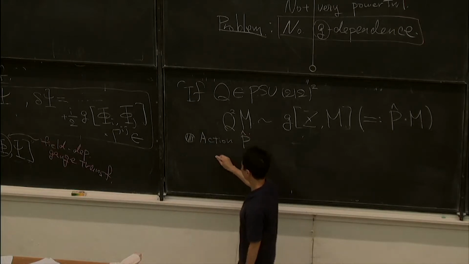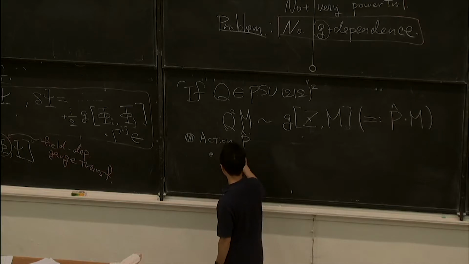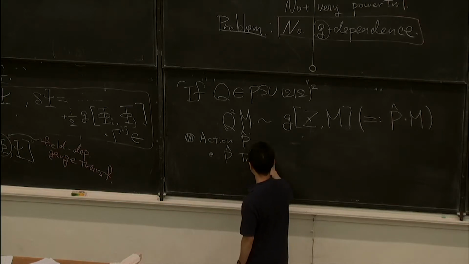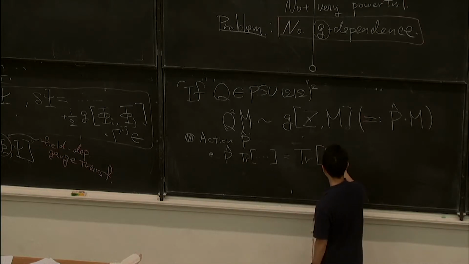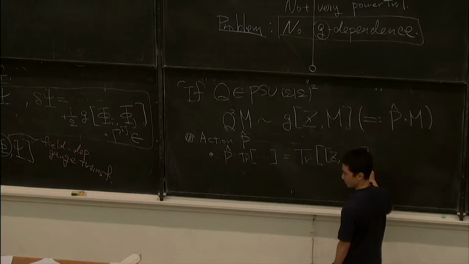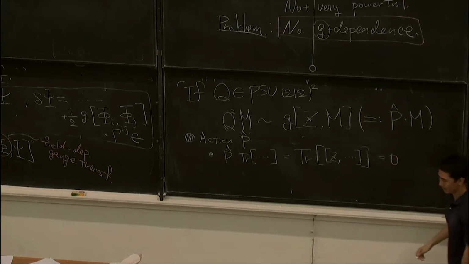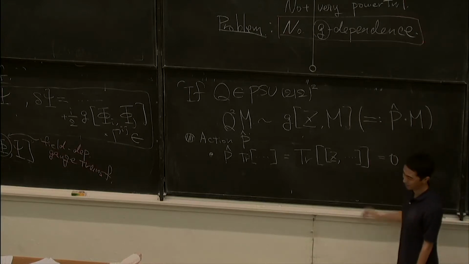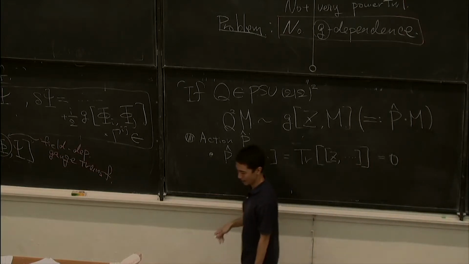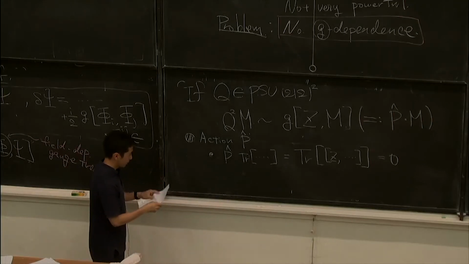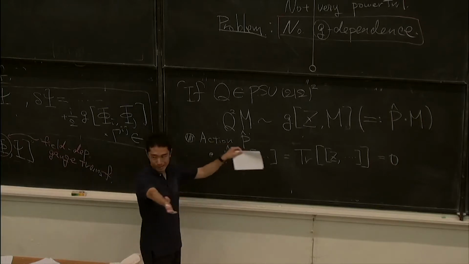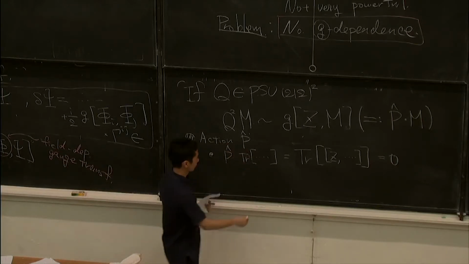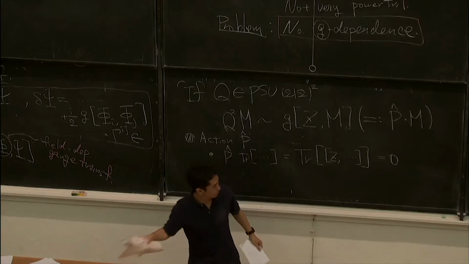So first of all, if you act with the generator P hat on a single trace operator, then what you get is the trace of some commutator, which is, of course, 0. This is, of course, good, because I was saying that this is just a gauge transformation. So if you act with the gauge transformation on a gauge invariant object, you should get 0, and you should explicitly confirm that. But something interesting happens if you open up the trace and consider an infinitely long chain. So that's what I'm going to talk about next.